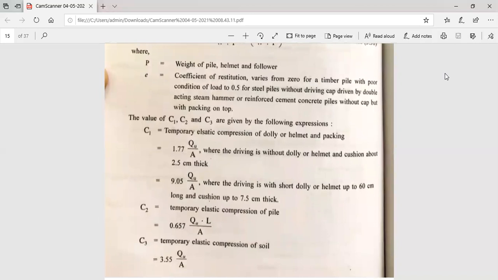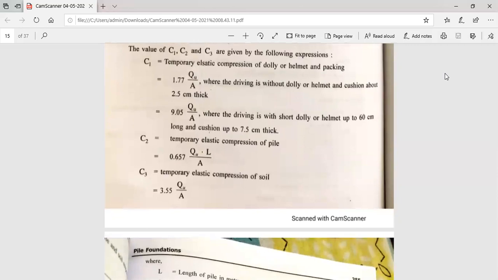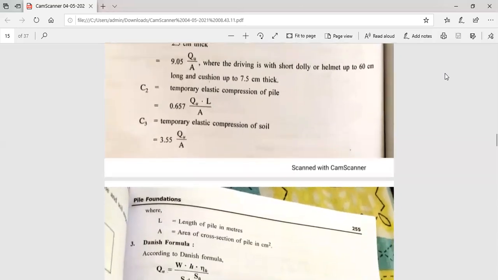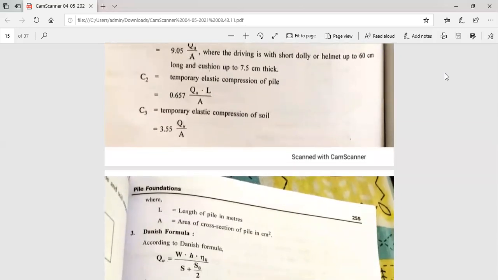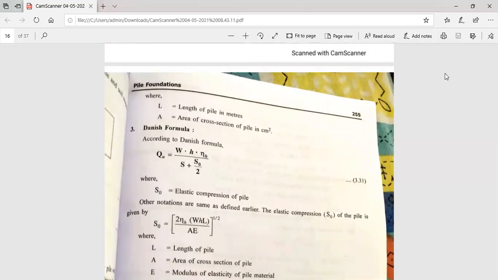C1 is the temporary elastic compression of the dolly or helmet and packing, which is equal to 1.77 QU by A when driving is without a dolly, and when driving is with a short dolly, it is 9.05 QU divided by A. C2 is the temporary elastic compression of the pile. The equation of C2 is 0.657 QU into L divided by A. C3 is the temporary elastic compression of soil, which is equal to 3.55 QU divided by A, where L is the length of pile in meters and A is the area of cross section of the pile.